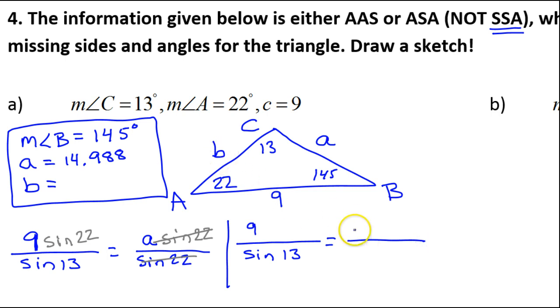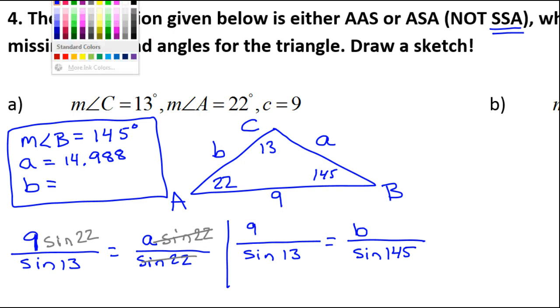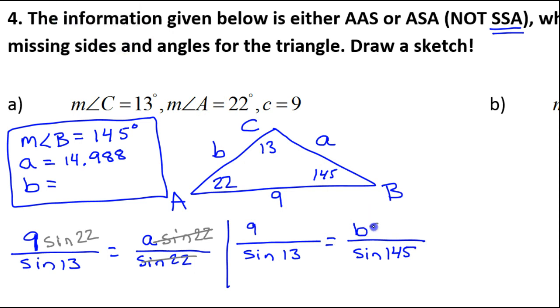But this time I'm going to do side B. So I'll do side B over the sine of 145 degrees, just like last time. Again, to get side B by itself, I need to multiply both sides by the sine of 145. These will cancel each other out, and that will leave me with side B by itself. So I'm going to put this entire expression into my calculator, and that will give me side B.